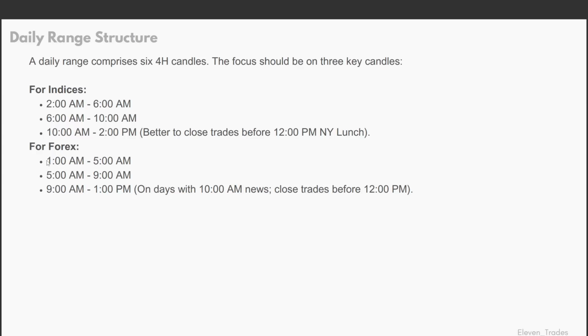And for Forex, you have to focus on the 1 a.m. to 5 a.m., which is the London session, the 5 a.m. to 9 a.m., which is a New York session, the 9 a.m. to 1 p.m., which is also covering the New York session when there is a news on the 10 a.m.